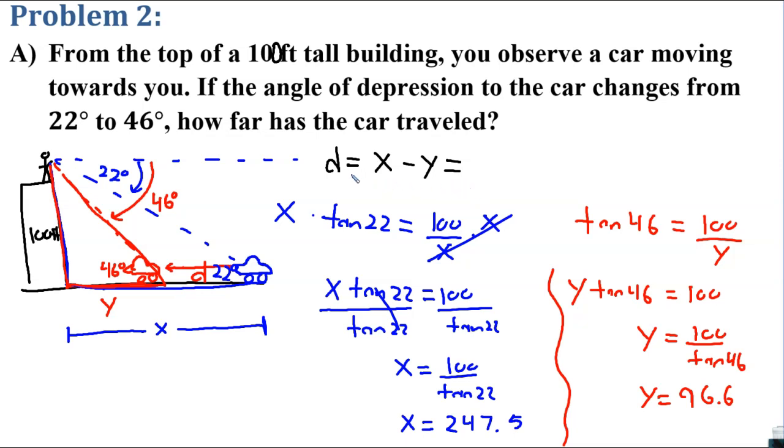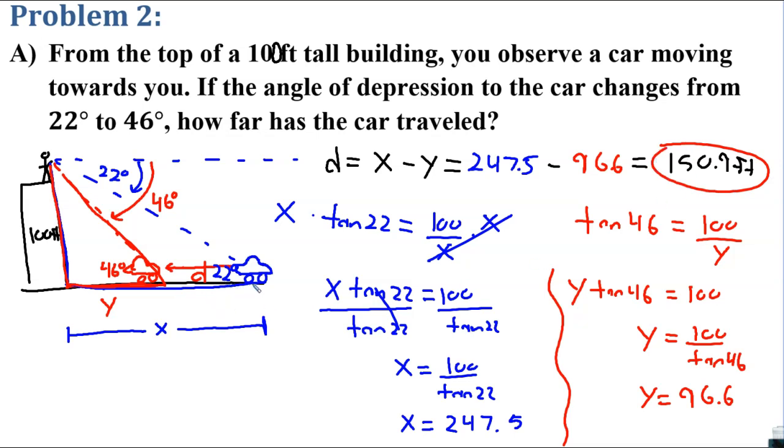Okay, to finish this off then, we said D is equal to X minus Y, so D will be equal to that 247.5 we just had, minus the Y, 96.6. When I subtract the two of those, I get 150.9 feet. So that'll be the distance the car traveled between its first position and second position. So there's an example of an advanced trig story problem. Basically, the approach we're going to take is to break the situation down into two separate right triangles, and then we can basically do addition or subtraction with them.